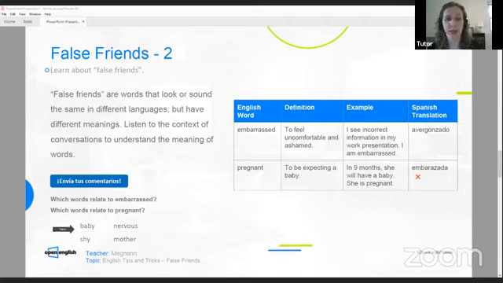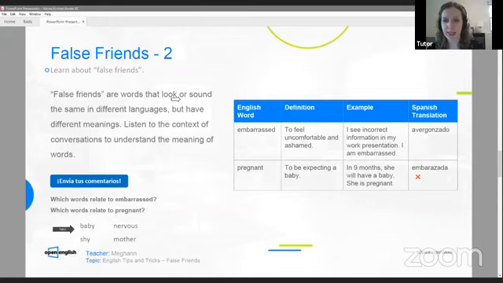Okay, good. Anna says pregnant is number 2. Good. What do you think? The words baby, shy, nervous, and mother. Which relate to embarrassed? Which relate to pregnant? Any ideas? Okay, I see some ideas on Instagram there. Baby, good. Excellent. Of course, baby relates to being pregnant. Very good. You are correct.